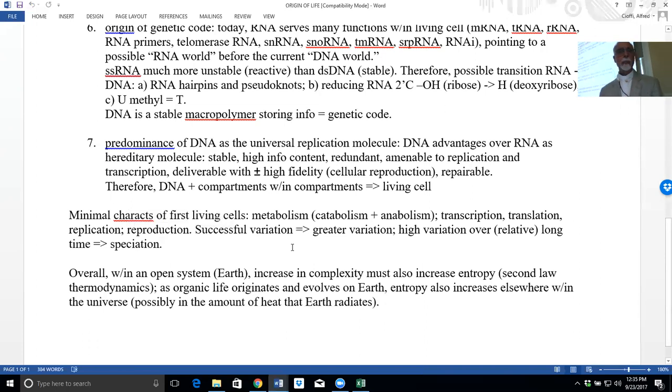But what I'm saying is that these concepts are realistic. Okay, they can happen. So within an open system, why is the Earth an open system?